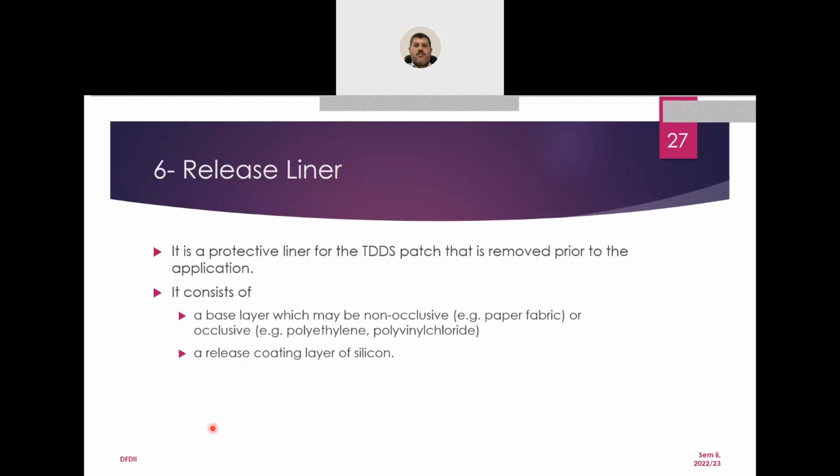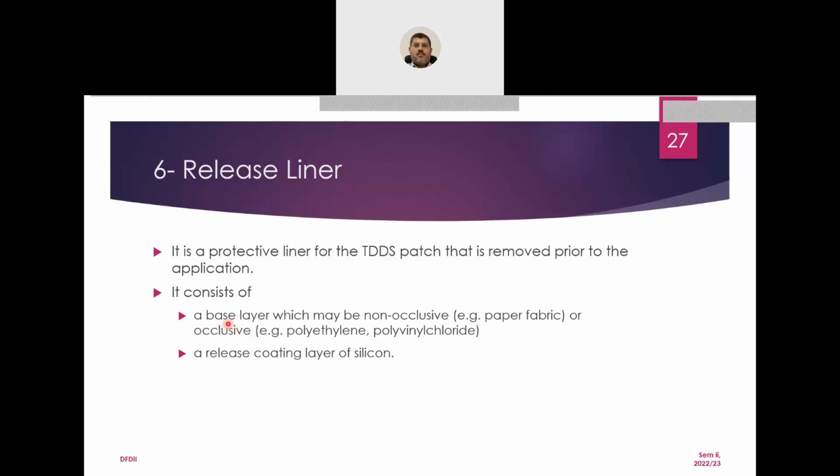Okay. The last thing is the release liner. Release liner, sure you know about it. If you buy anything, even the hangers that you fix with adhesive, they already come with attached adhesive, which is always covered with a thin greasy paper that you should remove before you attach your hanger to the wall or to the door, right? So it is the same thing. There is a release liner. This is a protective layer for the transdermal drug delivery system patch. We just remove it prior to the application, then put the patch on your skin and apply light pressure, then it will stick.